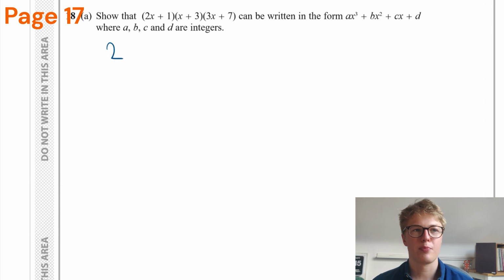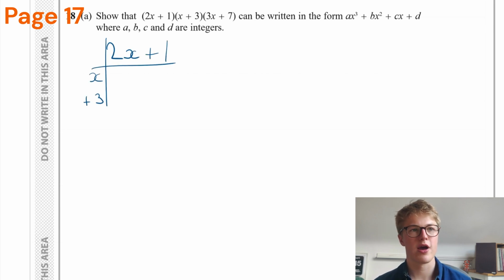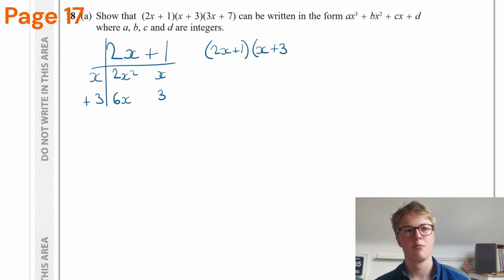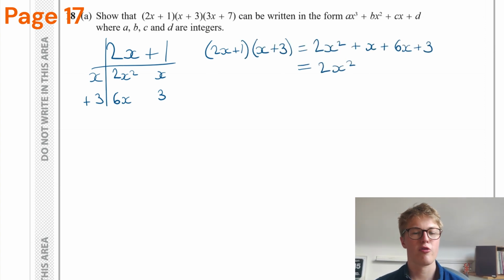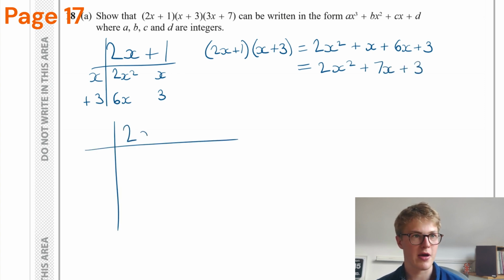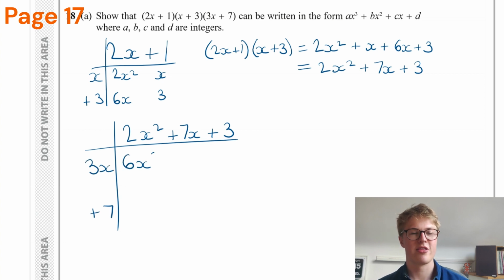Show that (2x + 1)(x + 3)(3x + 7) can be written in the form ax cubed plus bx squared plus cx plus d, where a, b, c and d are integers. So the first thing I did is I wrote out (2x + 1)(x + 3) in the grid method, which gave me 2x squared plus x plus 6x plus 3. This simplifies to 2x squared plus 7x plus 3.